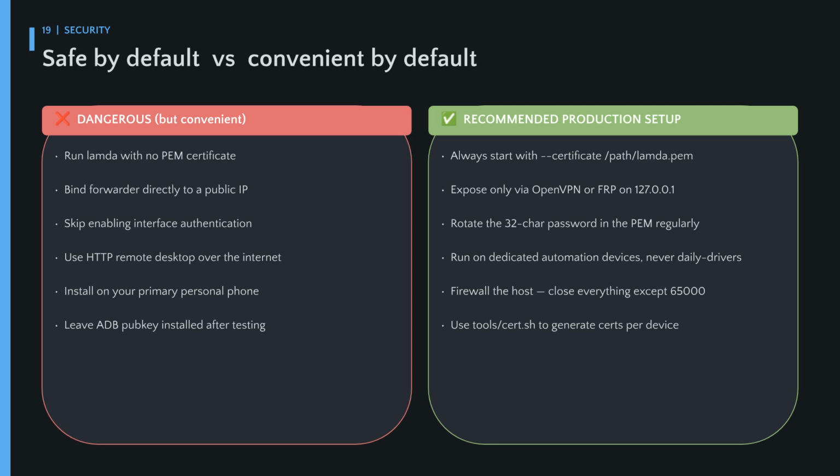For security, avoid convenient but dangerous practices like running Lambda without a PEM certificate or exposing services directly to a public IP. The recommended production setup involves always using a certificate, exposing only via OpenVPN or FRP on localhost, regularly rotating the password, and running on dedicated automation devices with a firewall.